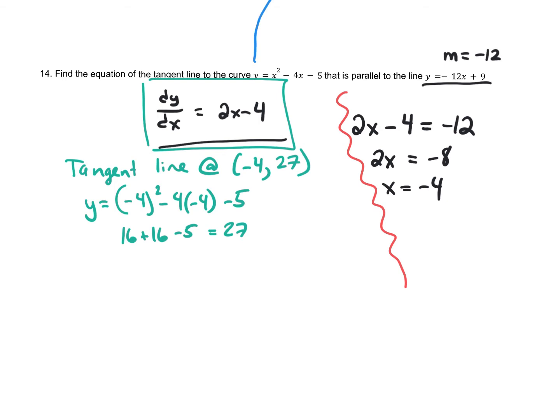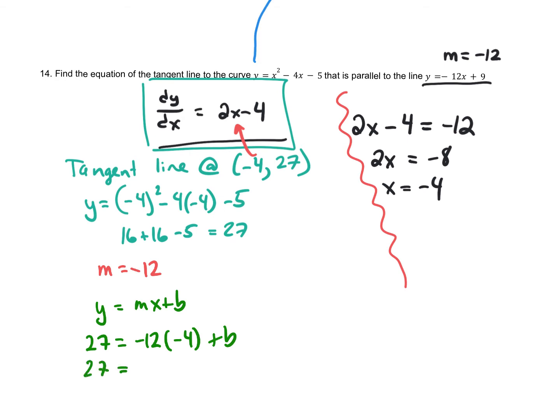Now I know the slope is -12. I already kind of established that. But if I wanted to plug the -4 in here, I certainly could, and I could get -12 again. So now I just have to find my intercept. So y equals mx plus b. So the y is 27. The slope is -12. The x is -4 plus b. So that's 27 equals 48 plus b. So subtracting from both sides gives me a b of -21. So my final answer is going to be y equals mx plus b.